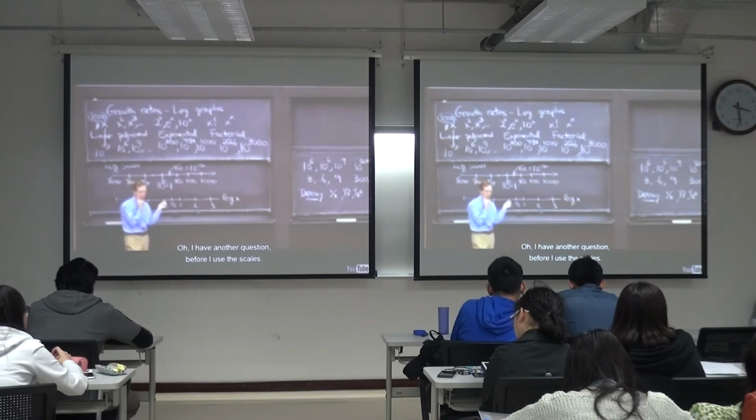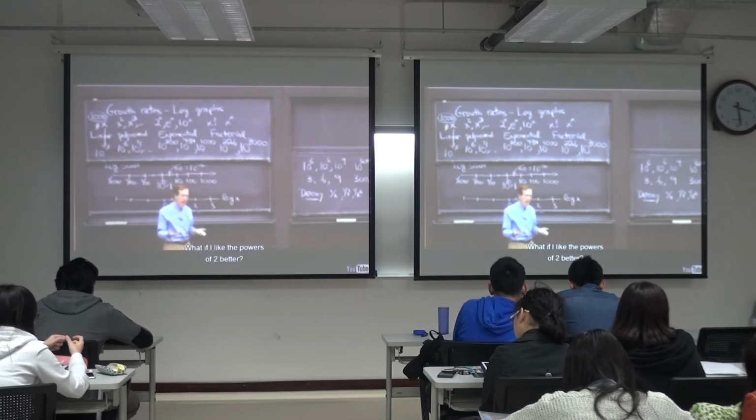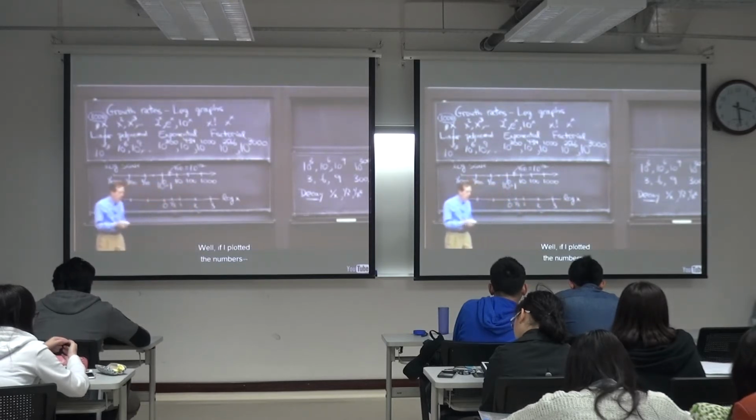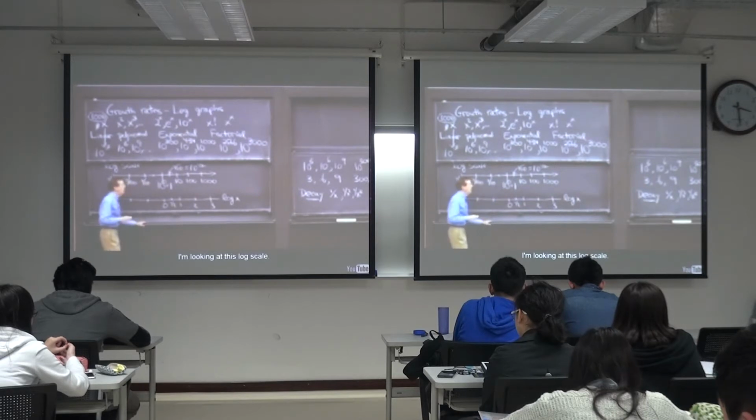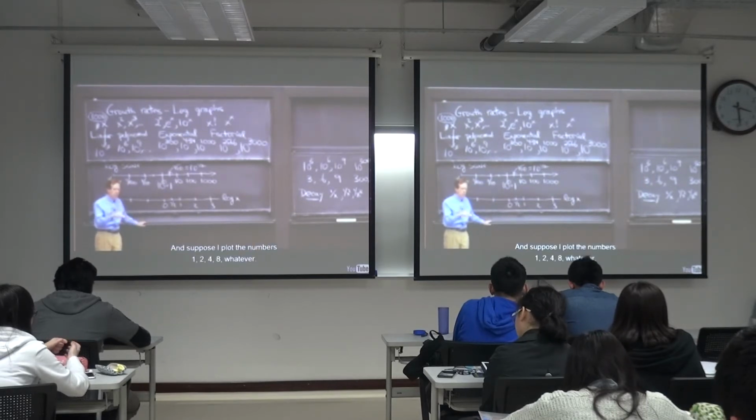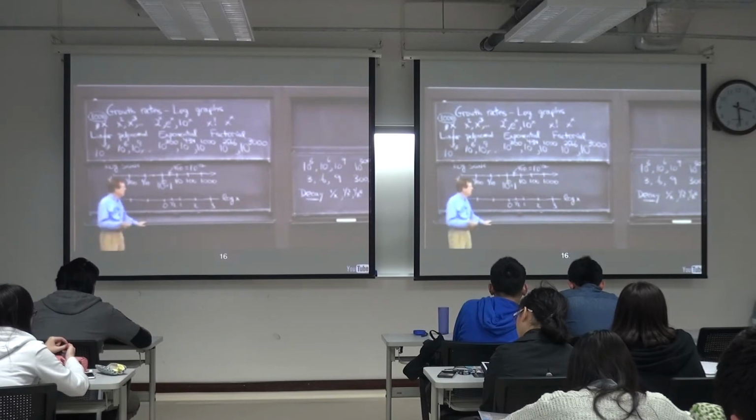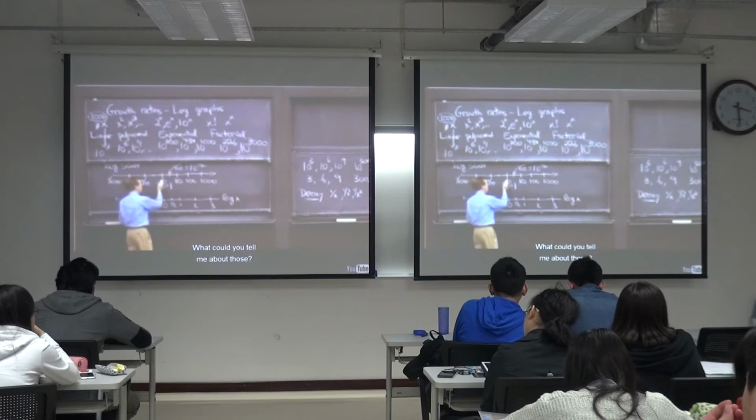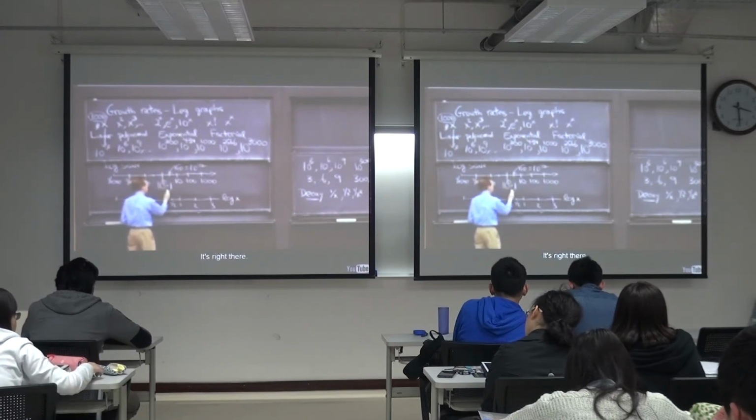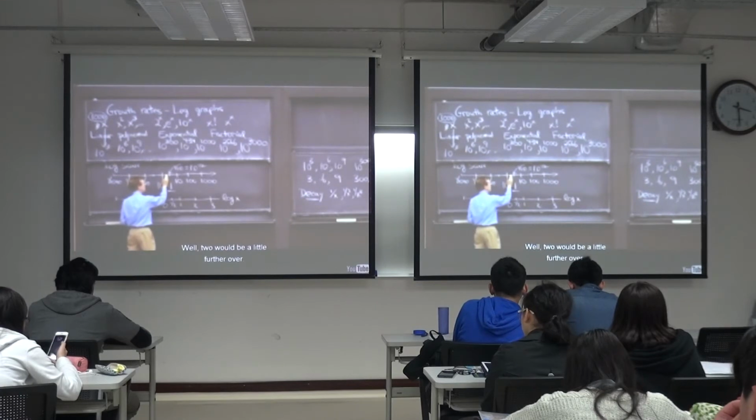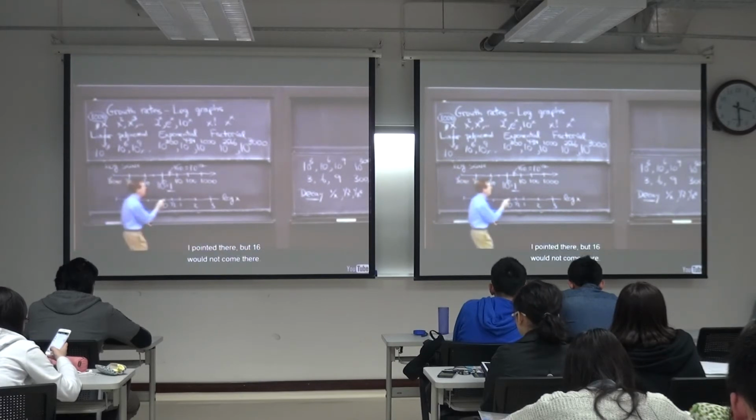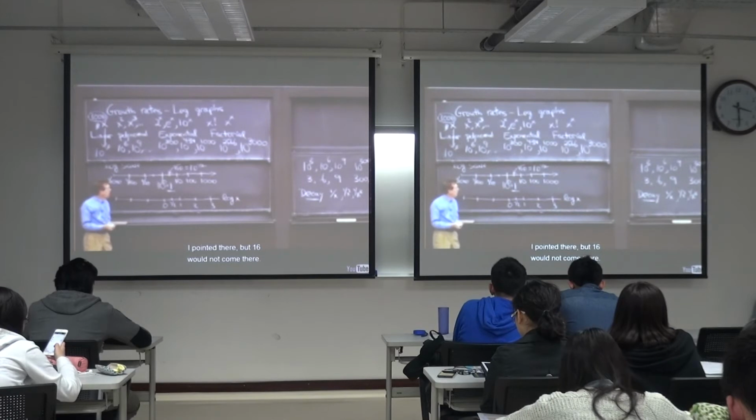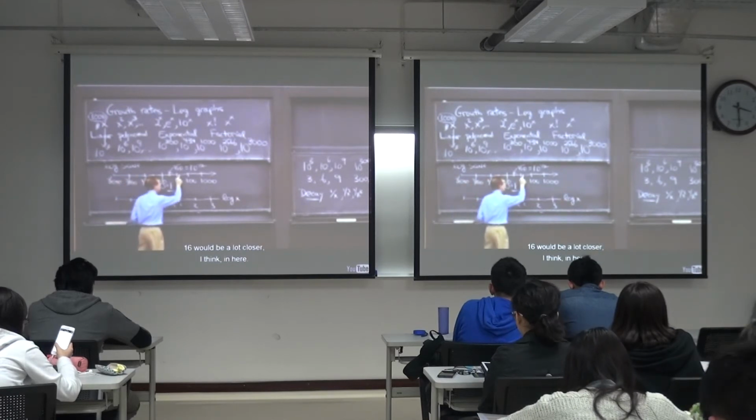Oh, I have another question before I use these scales. What if I like powers of 2 better? In many cases, we might prefer powers of 2. If I'm looking at this log scale, and suppose I plot the numbers 1, 2, 4, 8, 16. What could you tell me about those? Well, I know where 1 is. It's right there. That's the 1. Well, 2 would be a little further over, then 4, then 8 would come before 10, and 16 would come after 10. I pointed there, but 16 would not come there. 16 would be a lot closer, I think, in here.